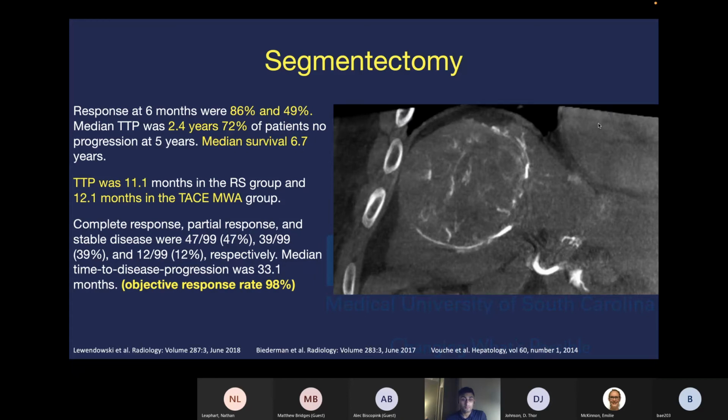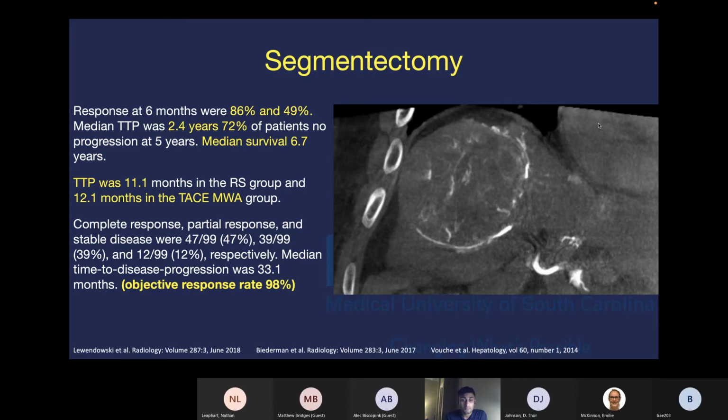Median time to progression was 2.4 years. 72% of patients, no progression at 5 years. Median survival, 6.7 years. And that's in a paper from Northwestern. And then time to progression was 11.1 months in a segmentectomy group and in a TARE ablation group, and this is from Cedars-Sinai, the time to progression was 12.1 months, which is not really different.